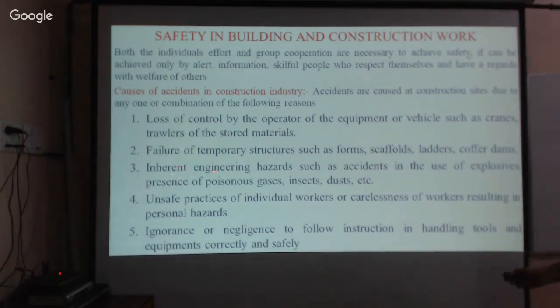The inherent engineering hazards such as accidents in the use of explosives, presence of poisonous gases, insects, dust, etc. Unsafe practices of individual workers or carelessness of workers resulting in personal hazards. Ignorance or negligence to follow instructions in handling tools or the equipment correctly and safely.